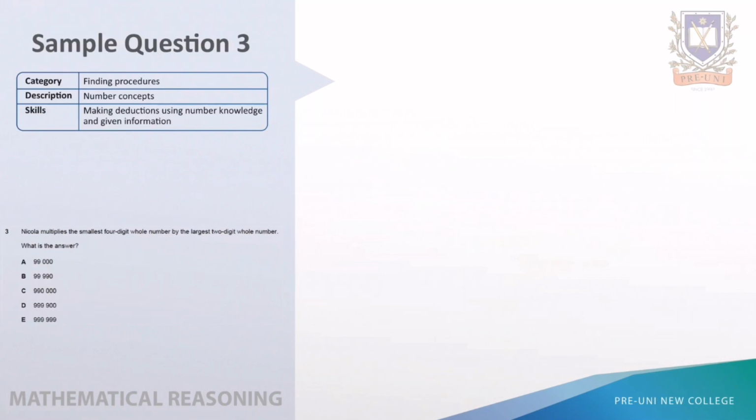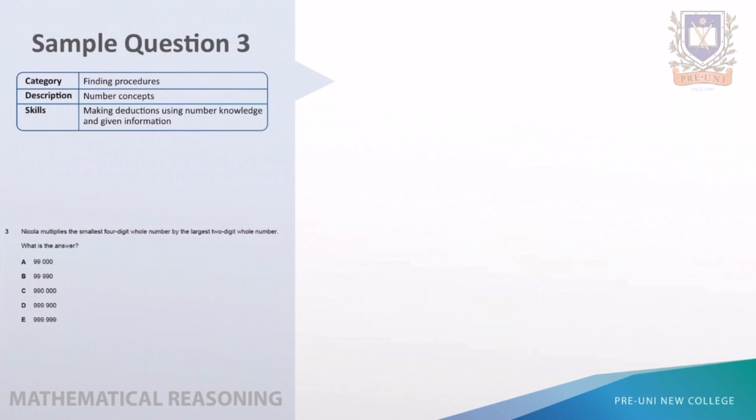Looking at the third question, finding procedures, number concepts, and the skills are making deductions using number knowledge and given information. The question asks, Nicola multiplies the smallest 4-digit whole number by the largest 2-digit whole number. What is the answer? Again, like the two questions we have seen before, students have come across these wordy type of questions where they are critically required to think about how to solve and approach this question.